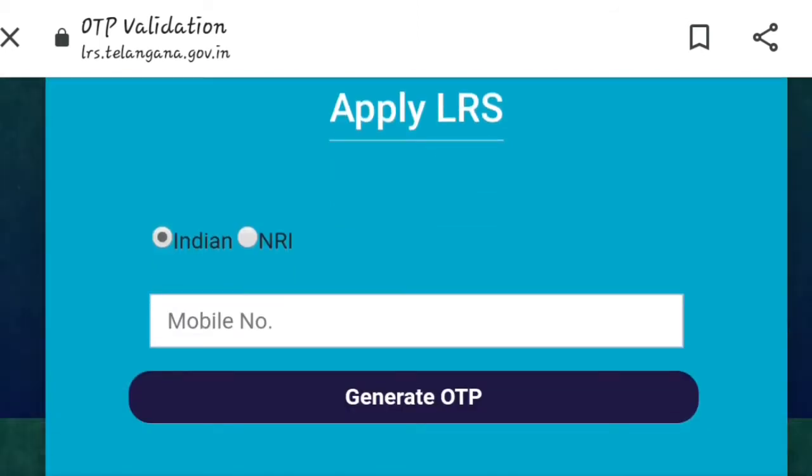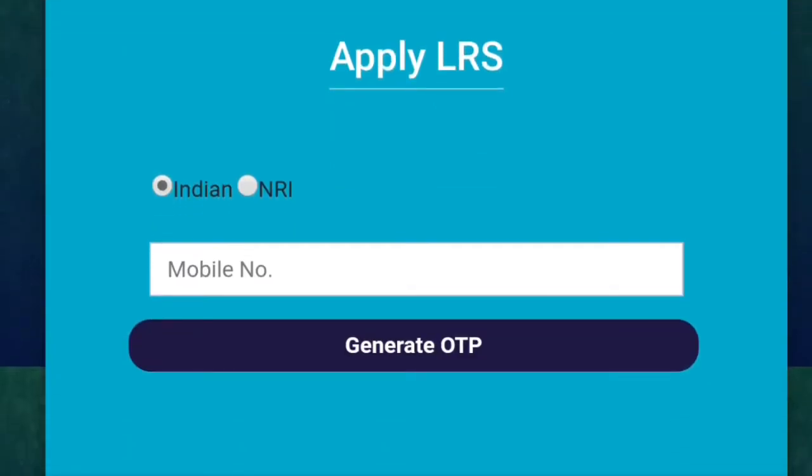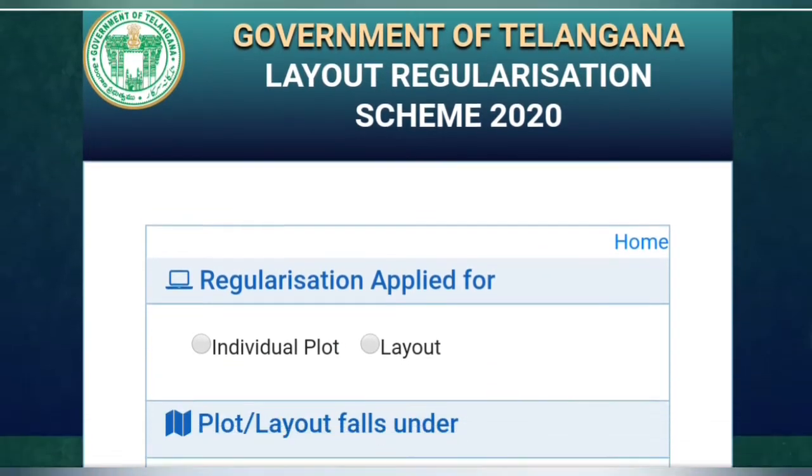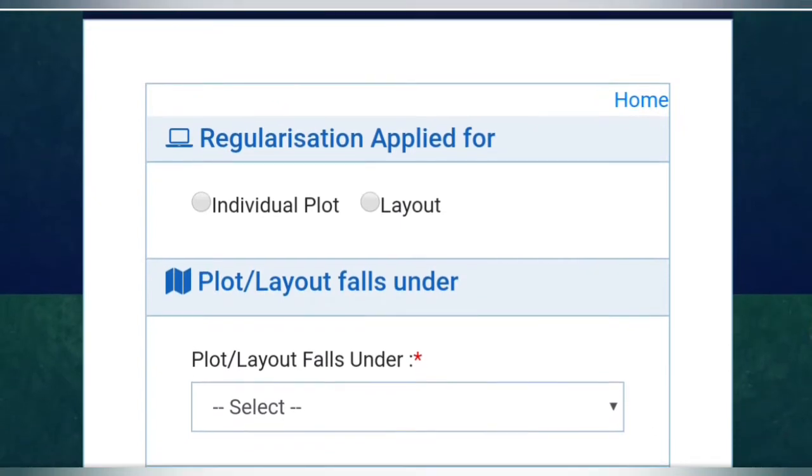So here are some options, like if you are Indian, go with Indian. You should validate your OTP with your mobile number. If you are an NRI, it will give you email ID, so you can validate your OTP through email ID. So I got this page after my OTP validation. If your plot falls under individual plot or layout, you will be clicking accordingly. So mine is individual plot.